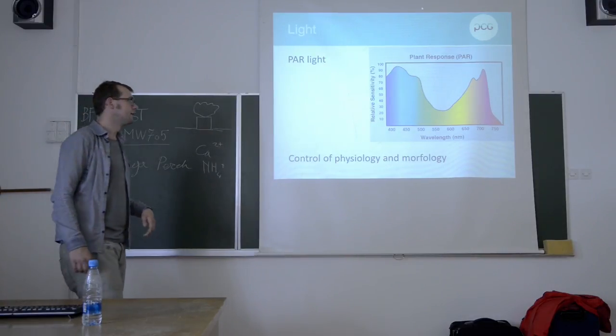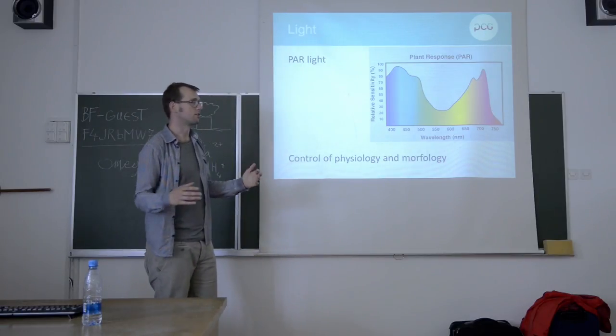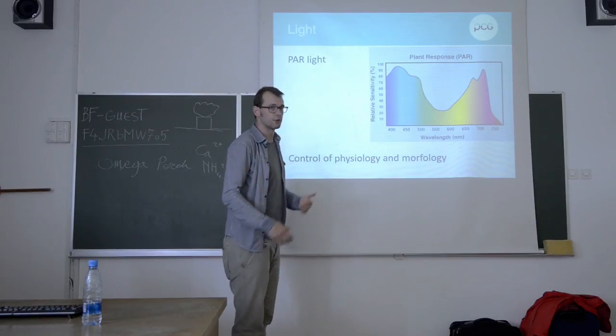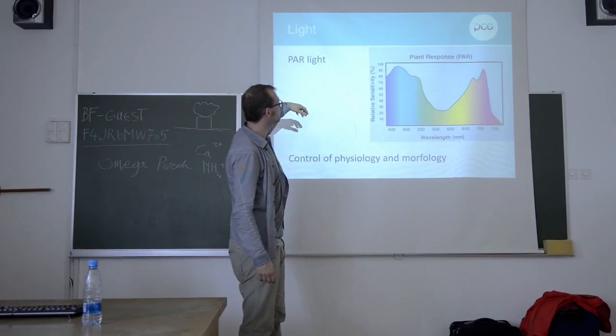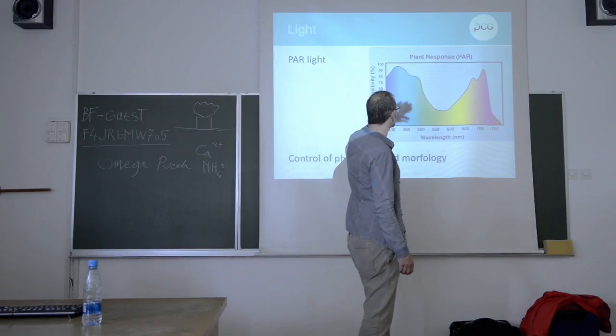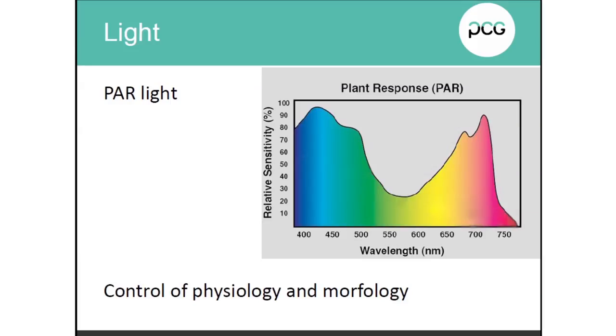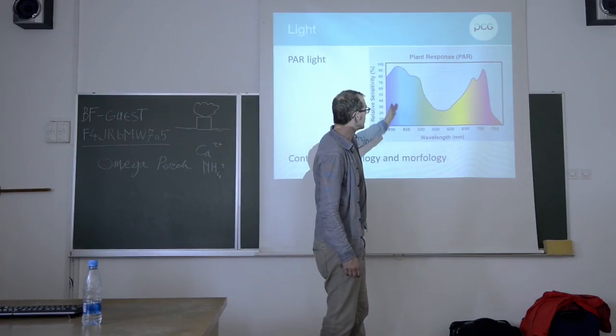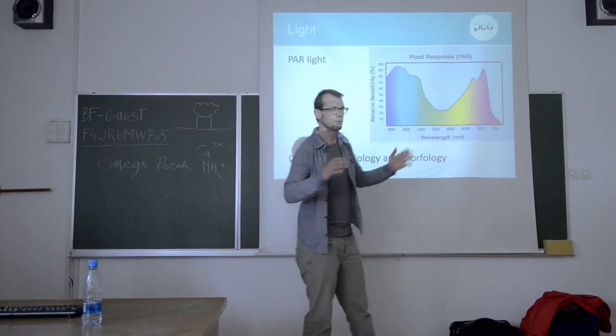Talking a little bit about light, I just added one slide because it's such a complex story. Plants use light for two things. It's photosynthesis, and there you have the photosynthetic active radiation, light, which has peaks mostly in the blue region and in the red region. Those are the wavelengths that plants can use most efficiently for photosynthesis. If you want to buy LEDs, a lot of manufacturers will show you this picture and say, we have LEDs with only blue light and only red light, and it's optimal for photosynthesis.